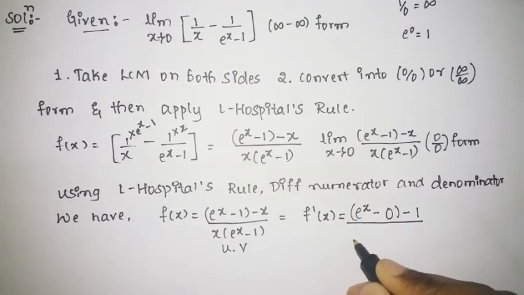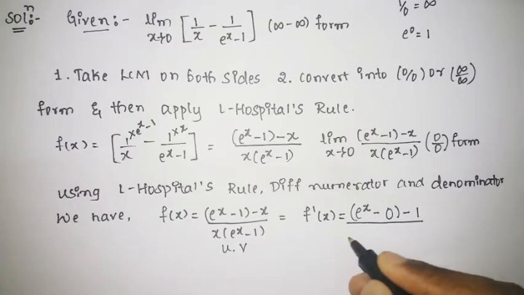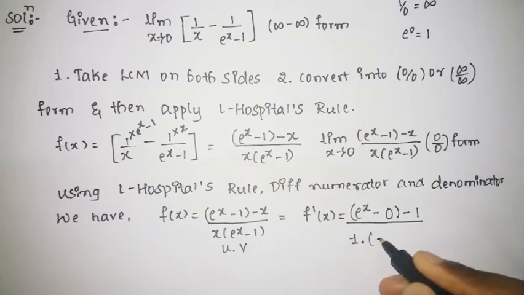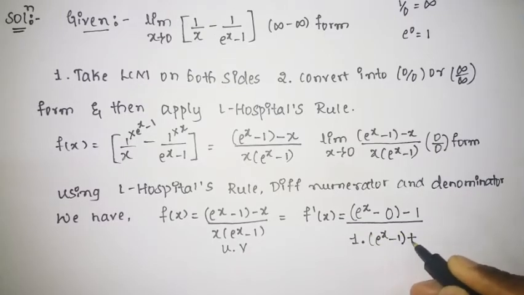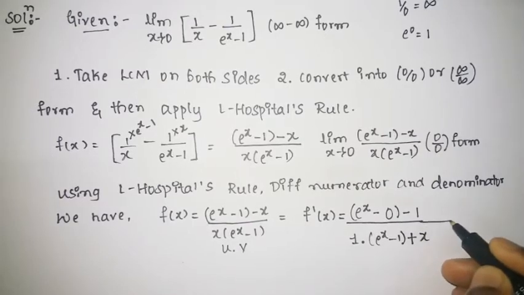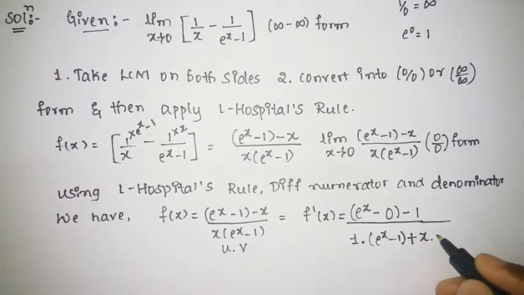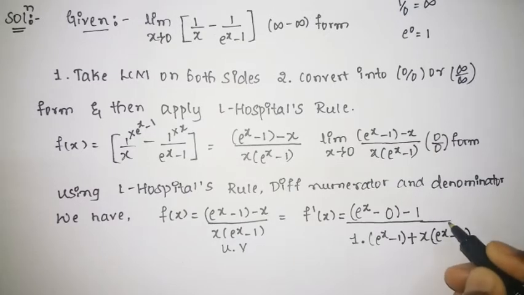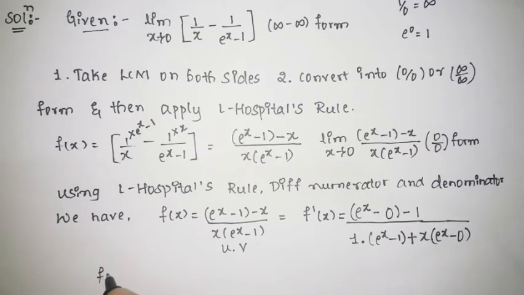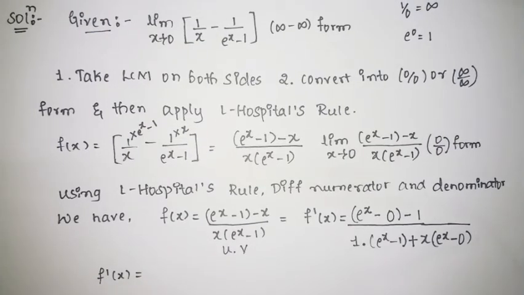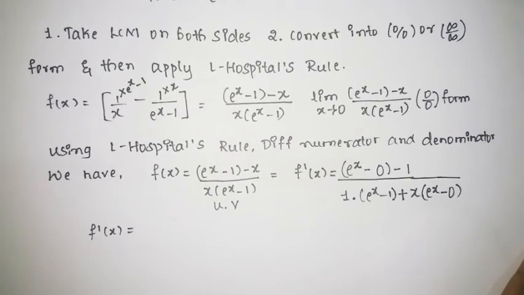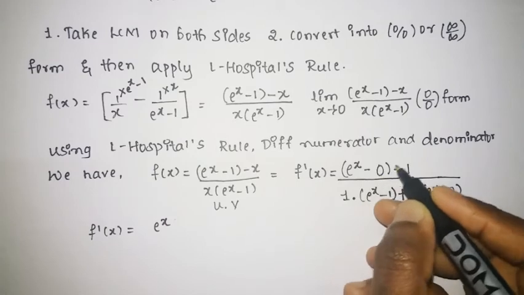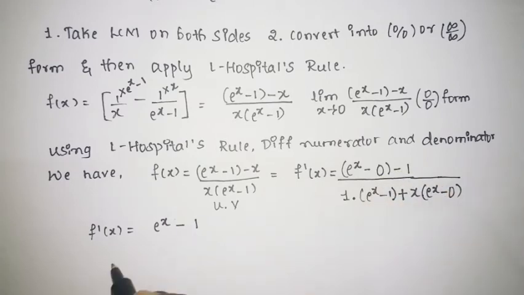Keeping x as it is and differentiating e raised to x minus 1: first differentiation of x is 1 into, keeping e raised to x minus 1 as it is, plus, keeping x as it is into differentiation of e raised to x, which is e raised to x, minus differentiation of constant term 1, which is 0. So that is f dash of x equal to e raised to x, minus 0, so minus 1, keeping minus 1 as it is.